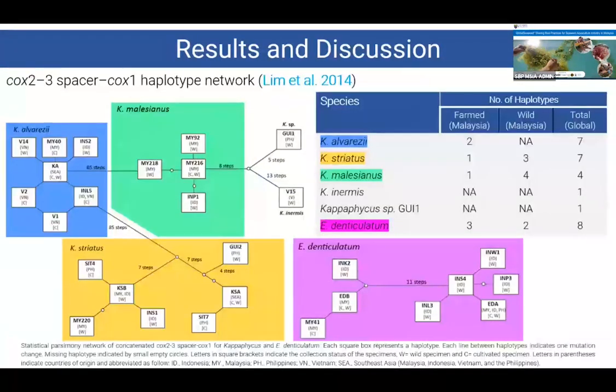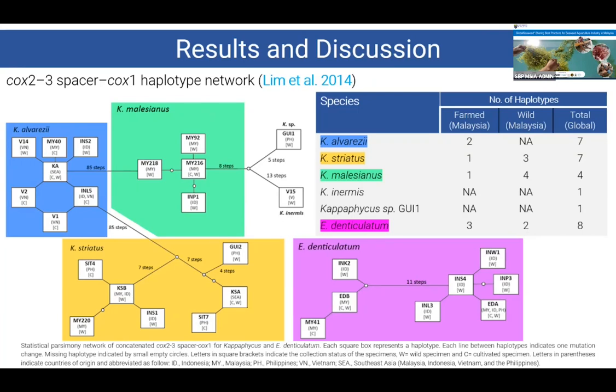Now, before we look at the results obtained from this project, let us recap the valuable information generated by Lim et al. 2014, who genetically characterized the number of wild and farmed Kappaphycus and Eucheuma in Southeast Asia. According to the haplotype network shown here, which is based on the concatenated COX-2,3 spacer COX-1 dataset, 4 species of eucheumatoids, namely Kappaphycus alvarezii, highlighted blue, Kappaphycus striatus, highlighted yellow, Kappaphycus malaysianus, highlighted green, and Eucheuma denticulatum, highlighted pink, were farmed in Malaysia back in 2014.